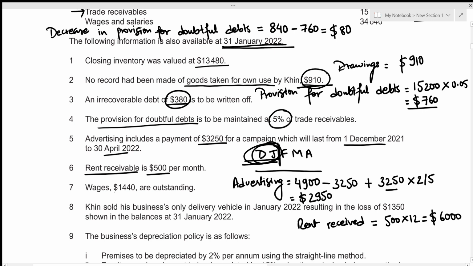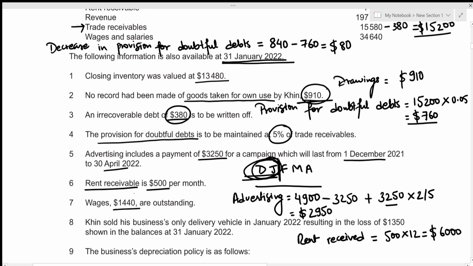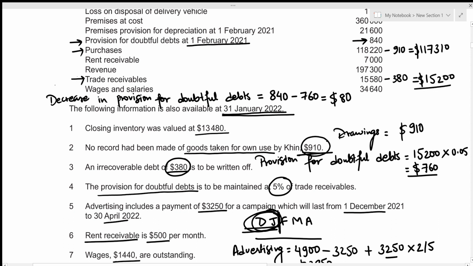Then wages 1,440 are outstanding, which means that this amount for wages is yet to be paid, which needs to be adjusted. So let's have a look above. We can see our wages and salaries right here, which amounted to 34,640, and we just need to add the outstanding amount as well. So that's plus 1,440, which results in the total wages and salaries to be 36,080.